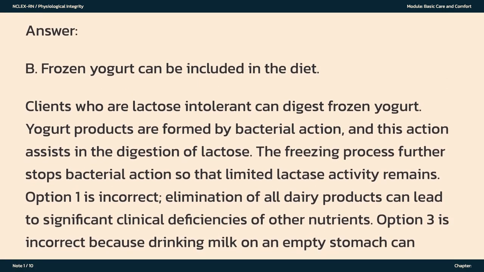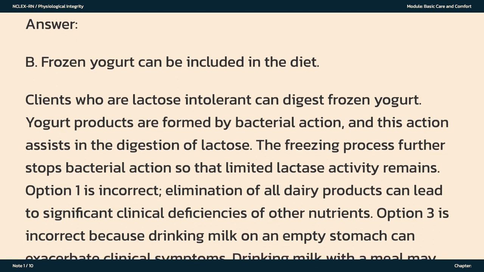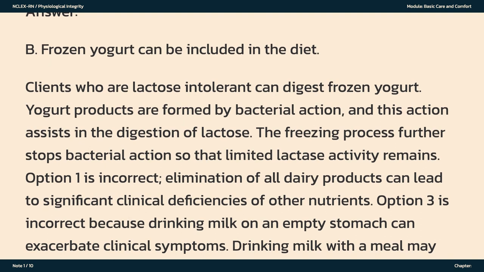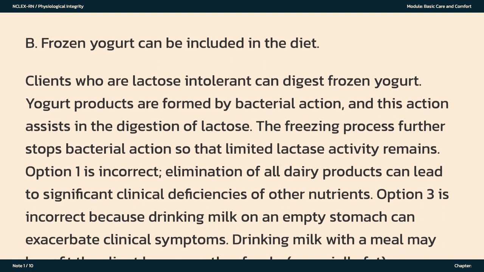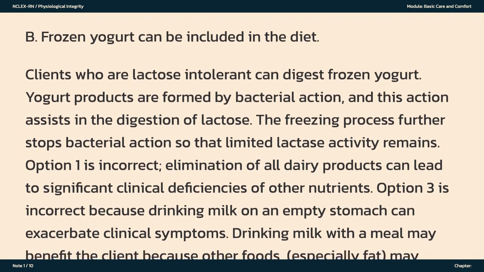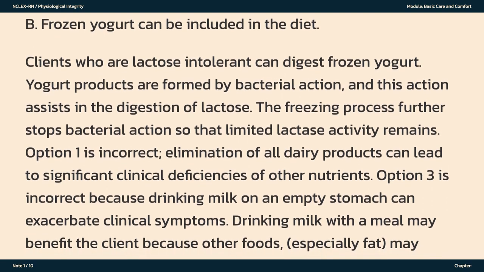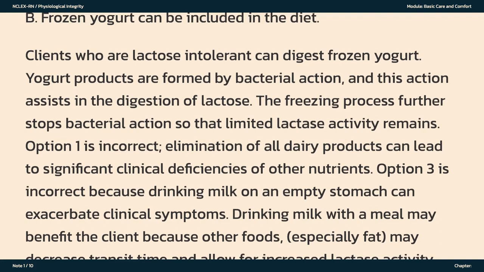The answer is B. Frozen yogurt can be included in the diet. Clients who are lactose intolerant can digest frozen yogurt. Yogurt products are formed by bacterial action, and this action assists in the digestion of lactose. The freezing process further stops bacterial action so that limited lactase activity remains.